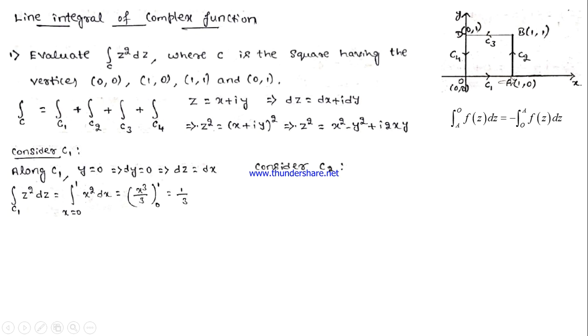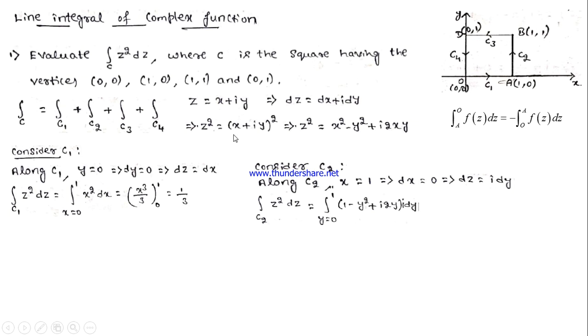Now consider C2. Along C2 the value of x is fixed, that is x is equal to 1. Which means the dx value is 0, there is no change in x. If dx is 0, what happens to dz? That is i dy. If you consider this integral again, in this expression put x equal to 1, that gives 1 minus y square plus 2iy, and dz is written as i dy. Everything is expressed in terms of y. I need to know the variation of y along the curve C2. Along the curve C2, y varies from 0 to 1. That is what I have taken here.